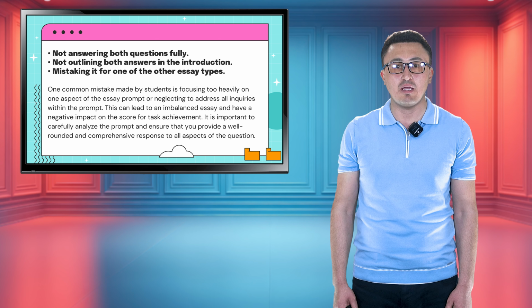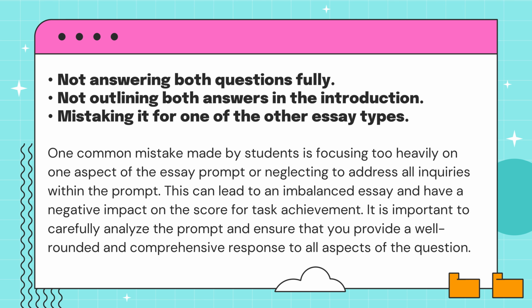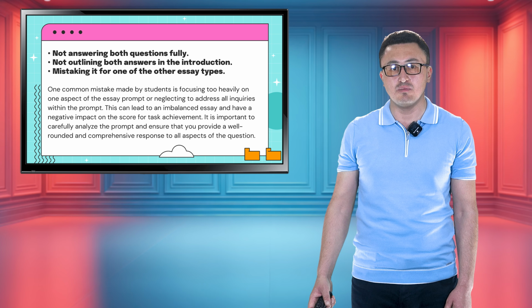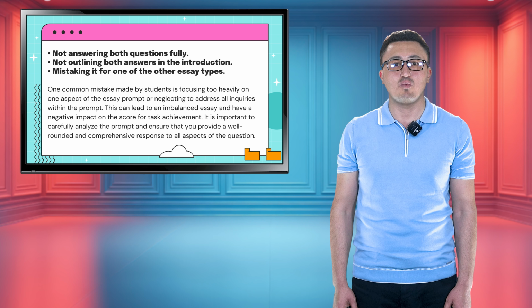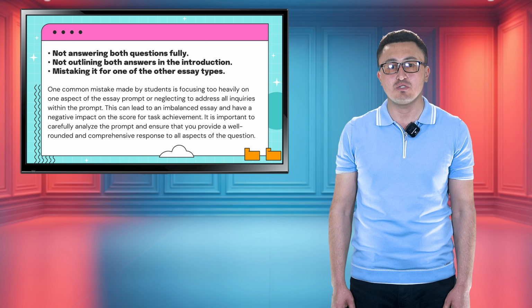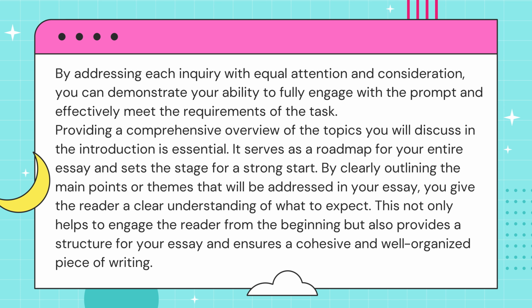One common mistake made by students is focusing too heavily on one aspect of the essay prompt and neglecting to address all inquiries within the prompt. This can lead to an imbalanced essay and have a negative impact on the score. For task achievement, it is important to carefully analyze the prompt and ensure that you provide a well-rounded and comprehensive response to all aspects of the question. By addressing each inquiry with an equal attention and consideration, you can demonstrate your ability to fully engage with the prompt and effectively meet the requirements of the task.